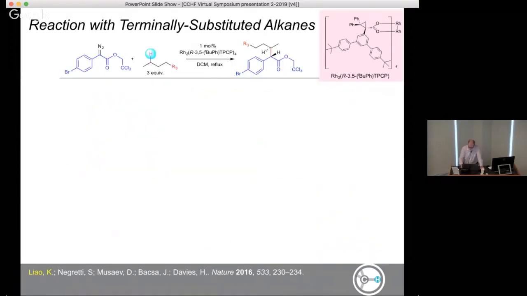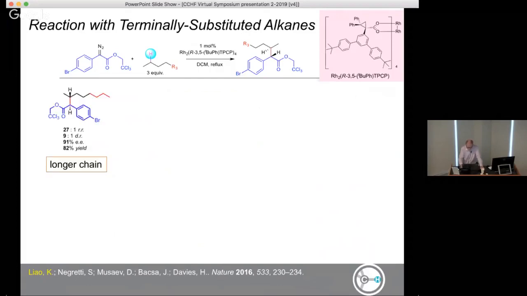So when I talked last time, I showed you how this meta-disubstituted aryl catalyst was capable of doing a really clean reaction on the methylene group next to the methyl. So it could distinguish sterically between all the other methylene sites.